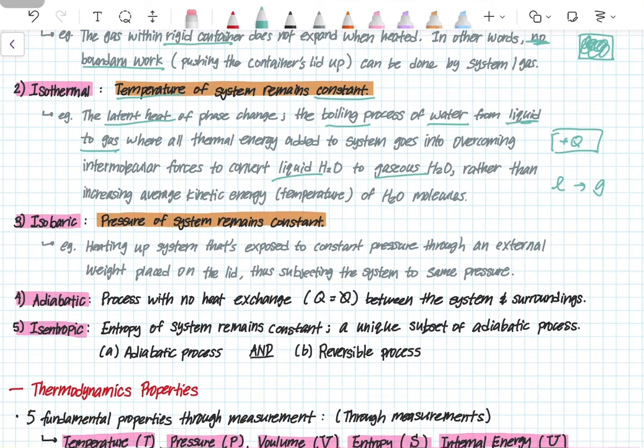It does that instead of increasing the temperature. And we know that temperature is basically the average kinetic energy of your molecules. So when it's isothermal, all of the energy is going into overcoming all of your molecular forces instead of increasing the average vibrational energy, also known as temperature, of your system.